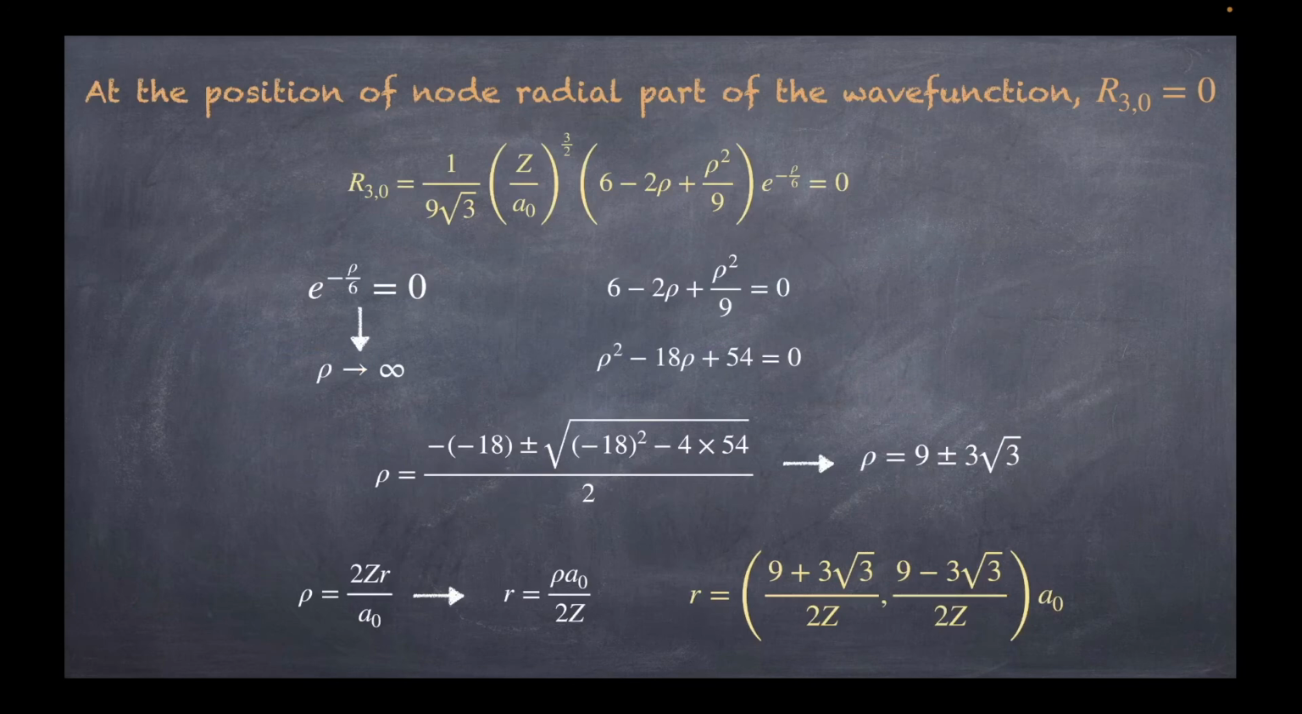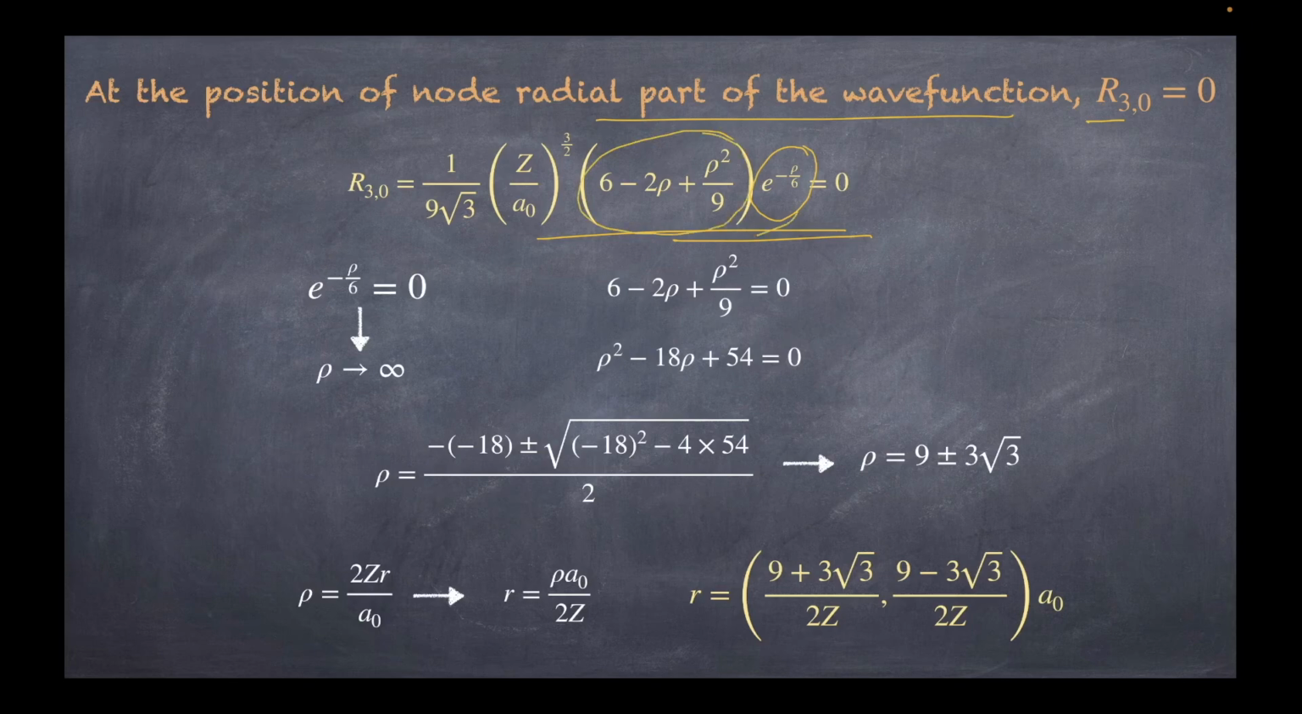Now let's calculate the position of the radial node. Let's locate the position of the radial nodes. So as we have seen in the previous slides, at the position of radial node, the radial part of the wave function, that means the capital R, equal to 0. Now the expression of capital R for the 3s orbital is given here, given in the question. So this is equal to 0. Now from this equation, either this part will be equal to 0 or this part will be equal to 0.